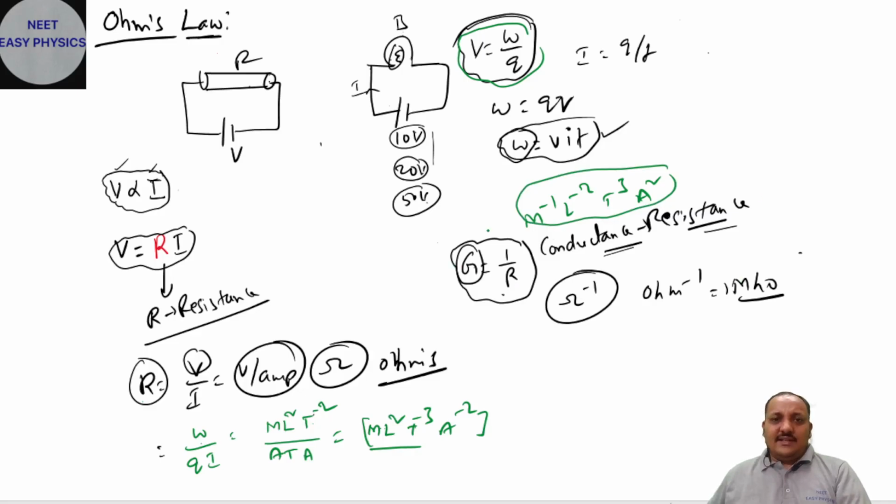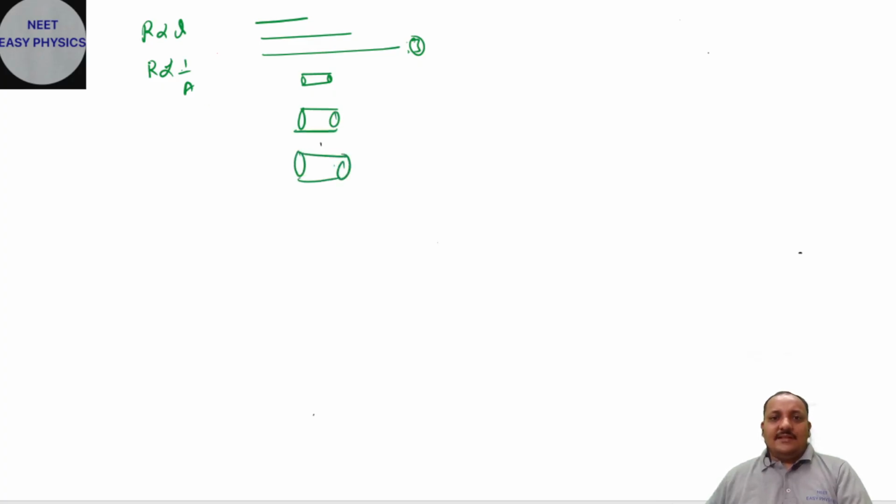Now, on what factors does resistance depend? Take a conductor with length and area of cross section. Resistance is directly proportional to length and inversely proportional to area of cross section. If you take three conductors, the one with the least area has more resistance. If you increase the area, resistance decreases. Combining both, R is directly proportional to L by A.